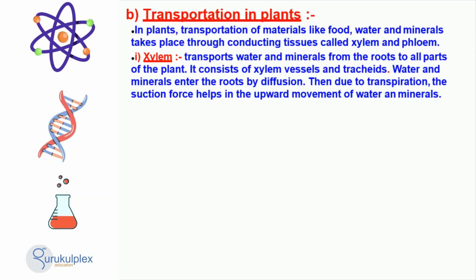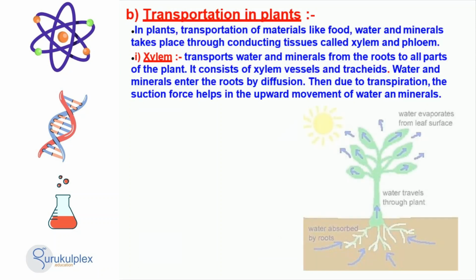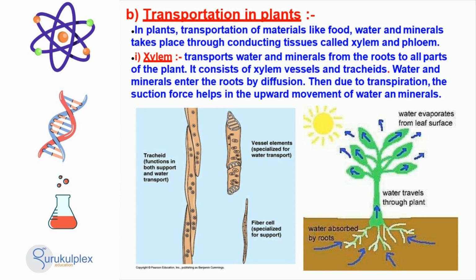Transportation is a vital process for any organism, including plants. In plants, water, food, and minerals are transported via xylem and phloem, 2 specialized conducting tissues. Xylem vessels and tracheids transport water and minerals from the roots to other parts of the plant through a suction force created by transpiration. Meanwhile, phloem transports proteins and sugars to the different parts of the plant. Altogether, xylem and phloem create a streamlined system of transportation for essential materials throughout the plant.